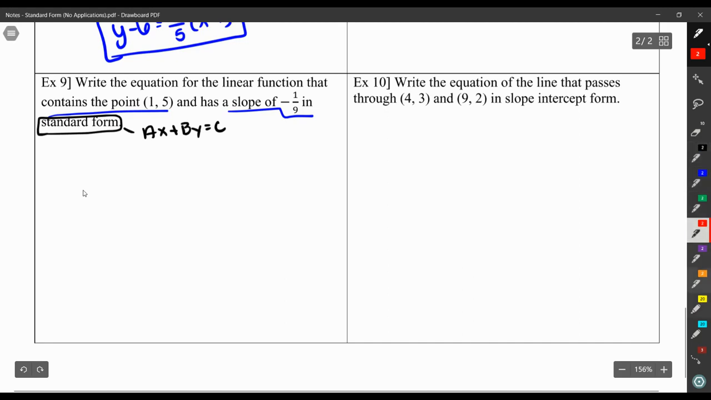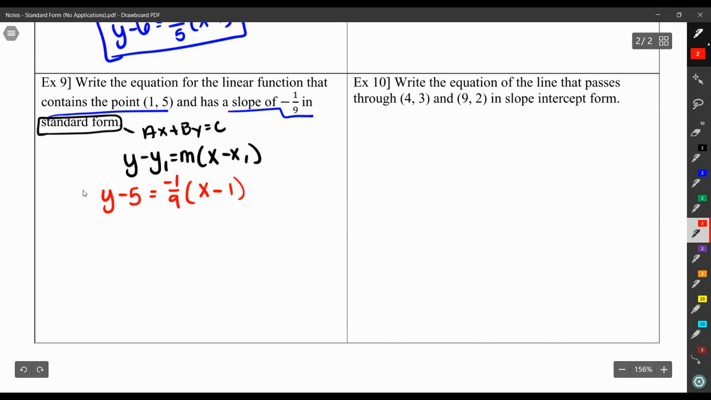Well, let's see what we're given. We are given a slope and a random point. So since it's a random point, we have to start in point-slope form. Cannot jump straight into standard. So we're going to have y minus the y1, so y minus 5 equals my slope of -1/9 times x minus x1 of 1.